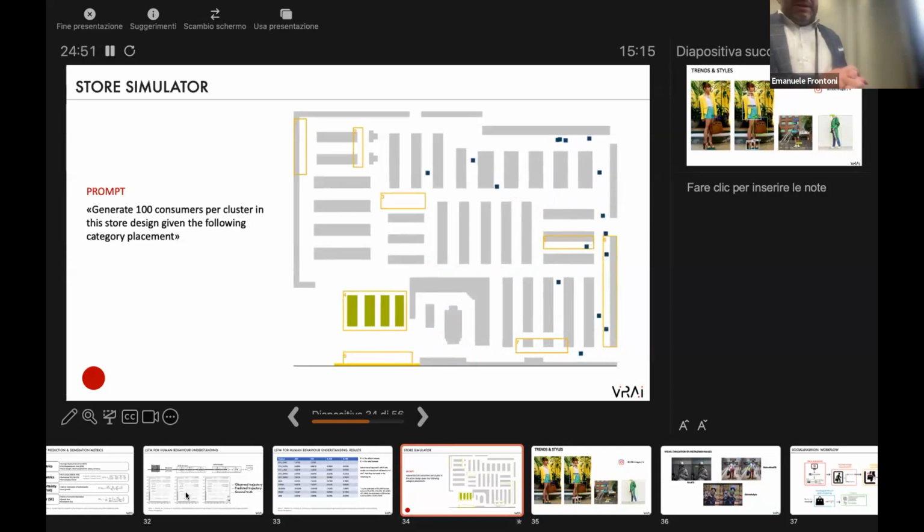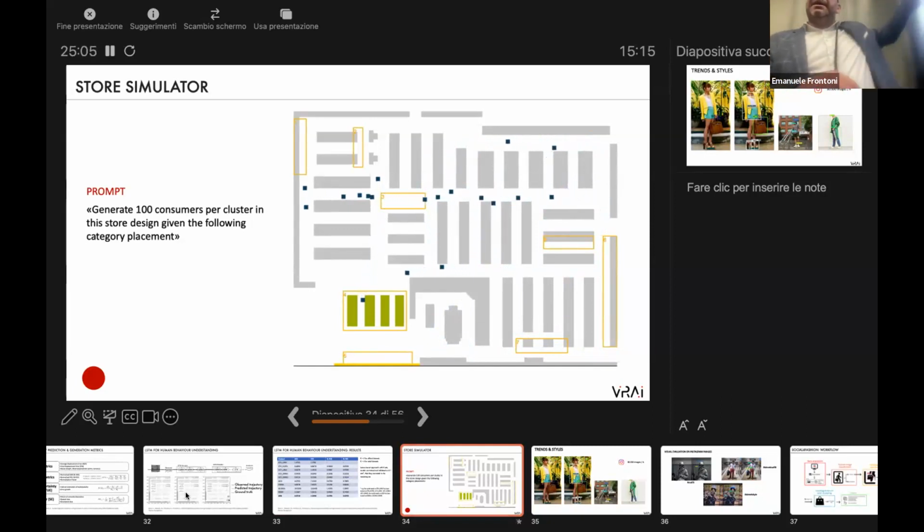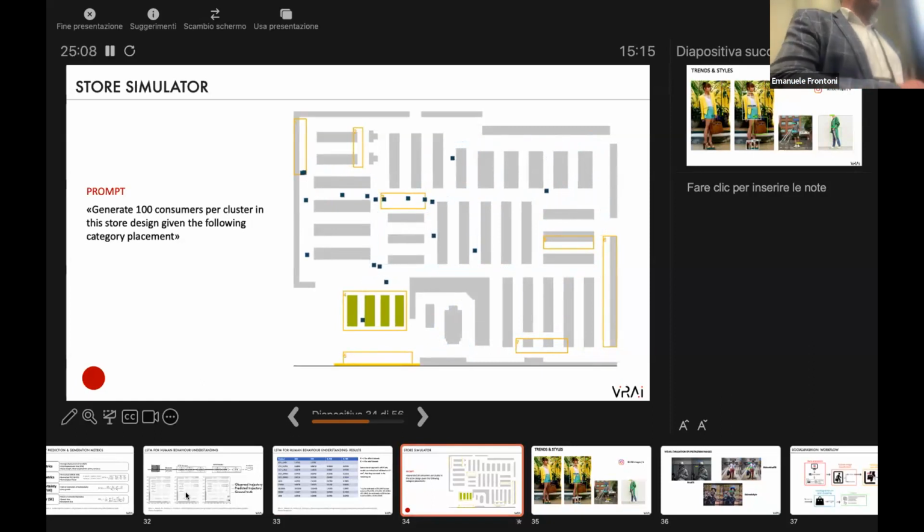So what we ask this system is: please generate 100 customers for the different clusters in this store design. We give the store design and we give the category placement. So we say, okay, this part is beer, this part is diapers, again, this part is milk. And we start seeing what happens to these quite real users. But why do I call them quite real users? Because their trajectories inside the store are coming from the same trajectory generator that I was showing you before.